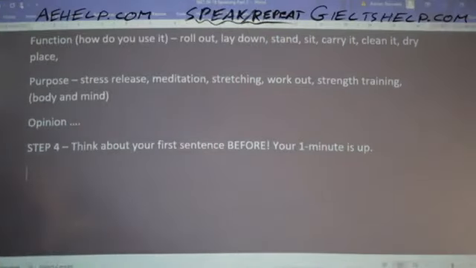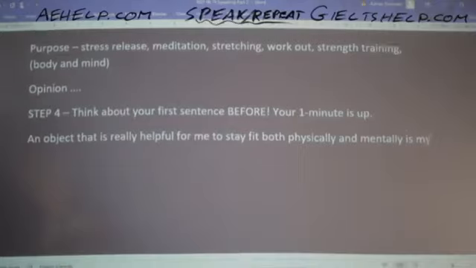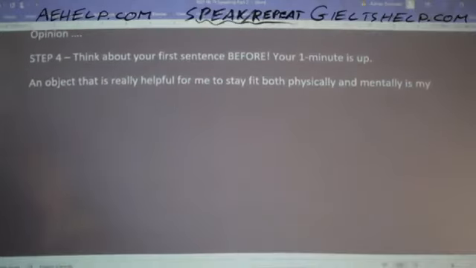Okay, so first sentence: an object that is really helpful for me to stay fit both physically and mentally is my... I can't even remember the name of my yoga mat. I have one and I use it all the time, but I don't remember the name of it. So I'll just come up with one: is my serendipity yoga mat.